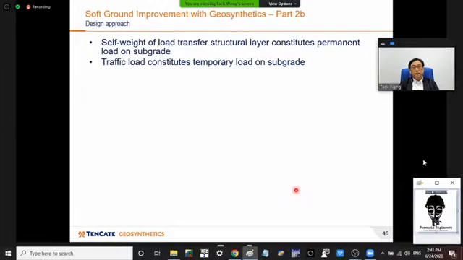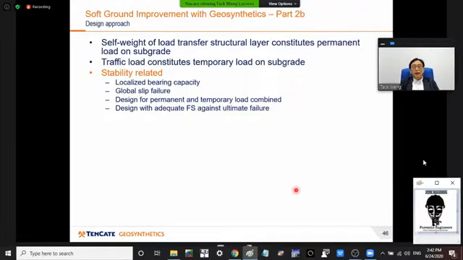The design approach, I would like to talk about that now. The self-weight of the load transfer structure layer constitutes permanent load on the subgrade. The traffic load constitutes temporary load or temporary stressing of the subgrade, because once the traffic load has moved on, then the load is relieved.